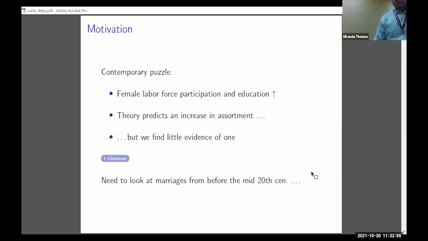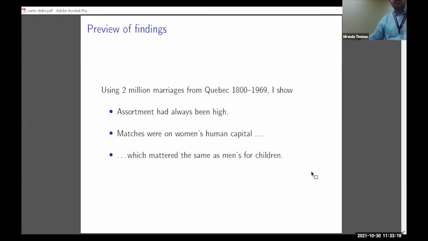The reason why we think this might happen is that who you marry, if the woman is working and the man is working, is going to increase your household income. So we expect more assortment, but actually the contemporary evidence is rather mixed. We don't find strong evidence of one. So I think it's really helpful to look at marriages before the mid-20th century to give us a long-run context. I used 2 million marriages from Quebec 1800 to 1969, and I showed that assortment had always been high. Matches were on the individual human capital of women as well as men, and this matters for child outcomes.